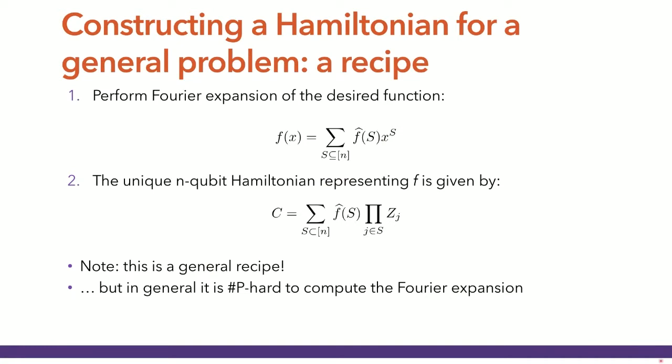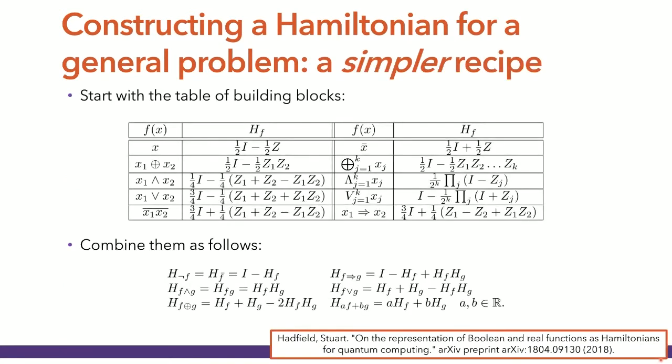Now, this is a general recipe in the sense of a proof that this representation always exists. But it is in general hard to compute the Fourier expansion. In practice, you can build this Hamiltonian from simple building blocks. I would recommend Stewart's paper, which walks you through how this can be built for common Boolean functions.